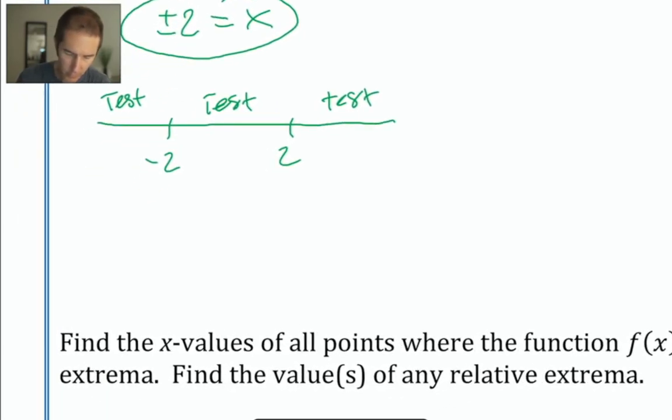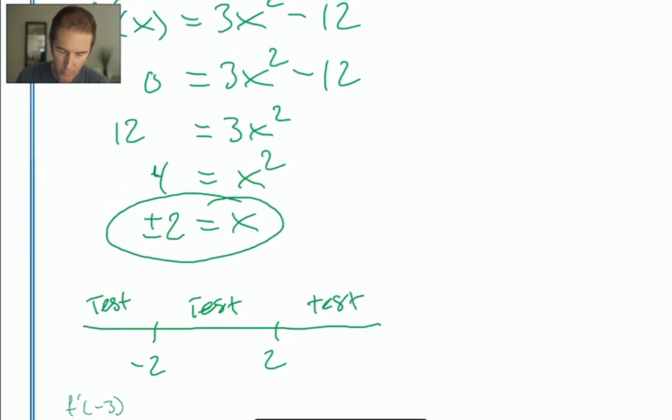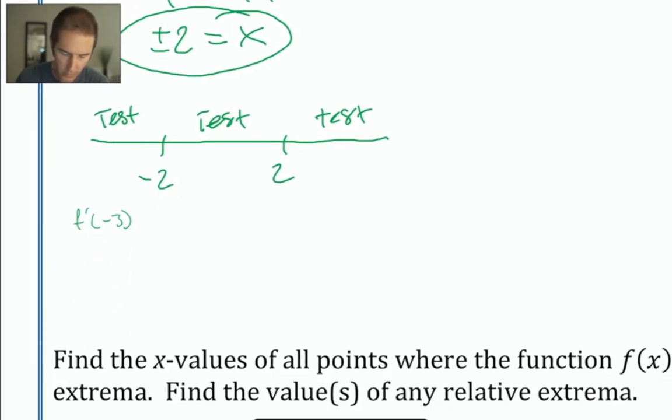So I think maybe we could stay in here. I'll just zoom in and write small. So let's try f prime of negative 3. Now f prime was 3x squared minus 12. And that is 27 minus 12, which is 15, which is greater than 0, therefore increasing.